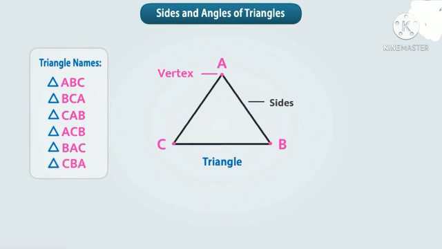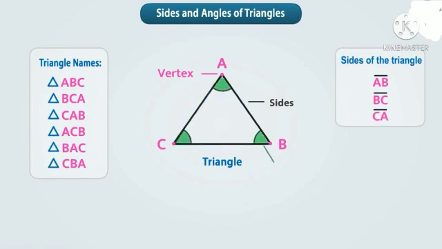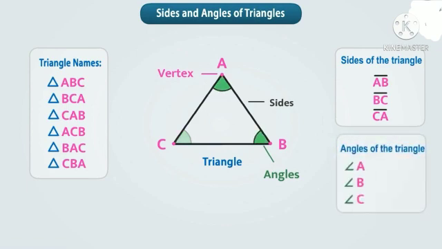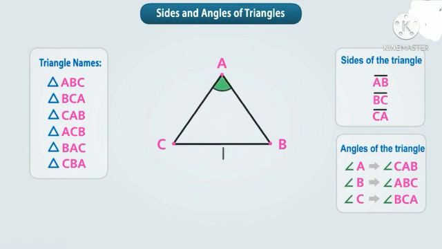We can see the triangle ABC is made up of three sides: the side AB, the side BC, the side CA. This triangle has three angles. These are named angle A, angle B and angle C. To describe them more precisely, angle CAB, angle ABC, angle BCA can be their names. Now, if we see here, BC is the side opposite to angle A. Similarly, AC is the side opposite to angle B and the side opposite to angle C is AB.